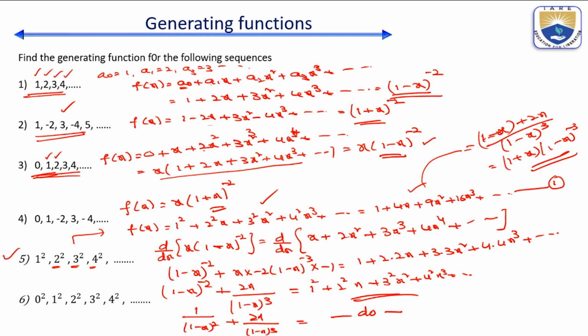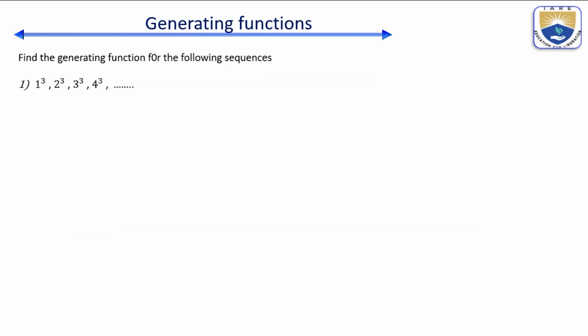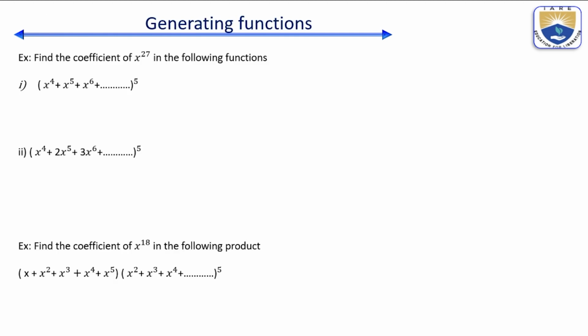Now this is 1 square, 2 square and so on. In a similar fashion, we are going to discuss what is the generating function for 0 square, 1 square and so on. And similarly, we are going to get what is 1 cubed, 2 cubed and so on. In the same manner, we can find the generating function for those sequences.